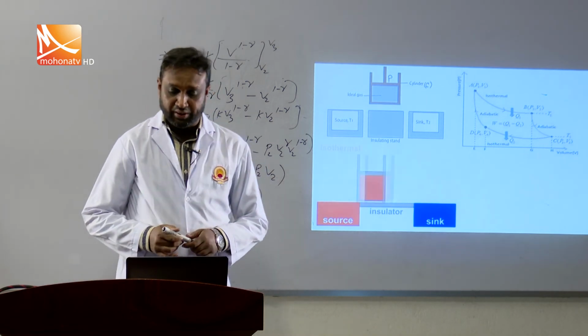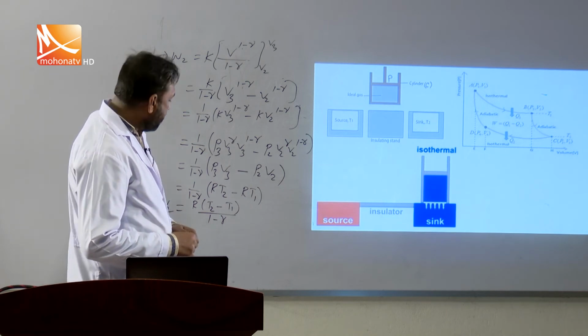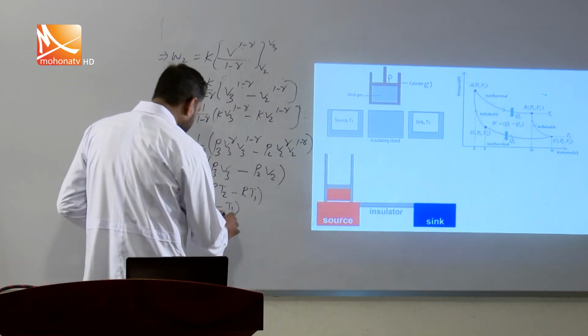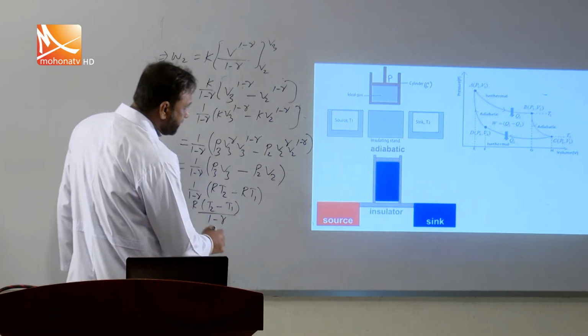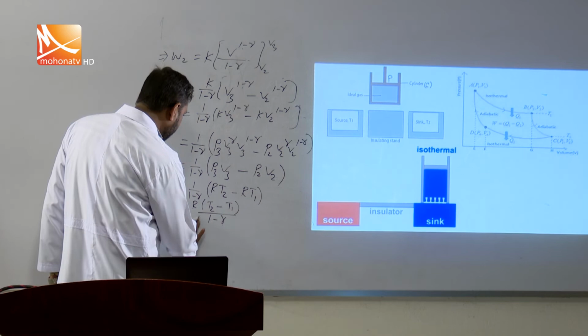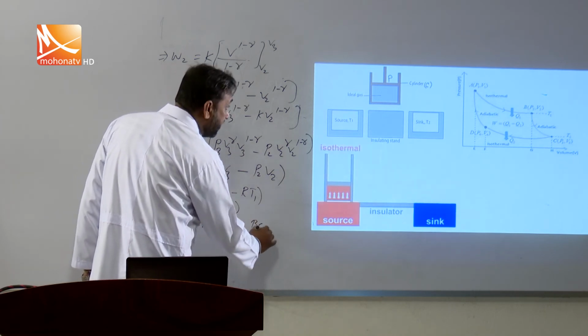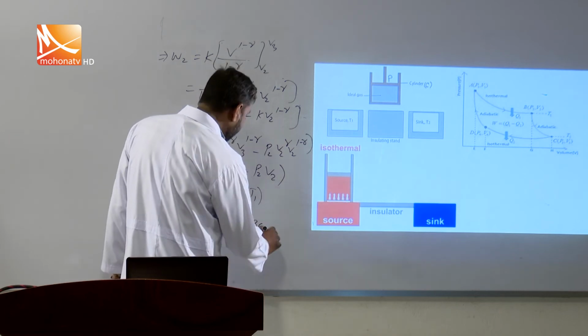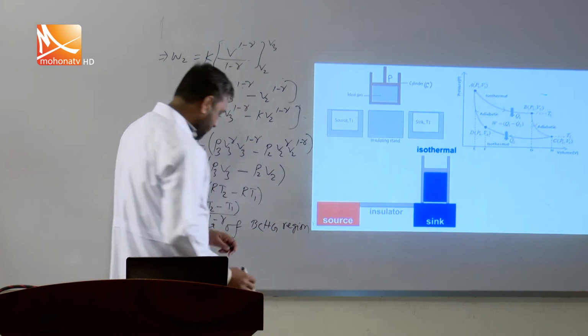expansion process. And in respect of the figure, we can write it equals the area of the BCAJ region. Okay.